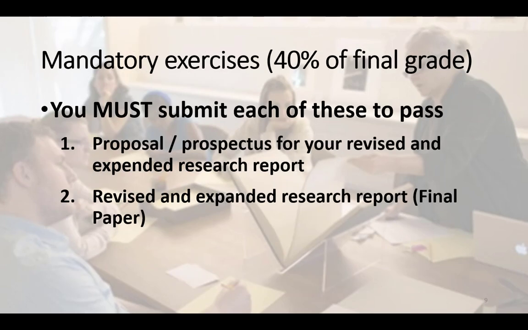You have two mandatory exercises: a proposal, also called a prospectus, concerning your revised paper, and a final version of that revised paper. Together, these are worth 40% of your final grade, but you must submit good faith efforts for each one in order to pass this class.